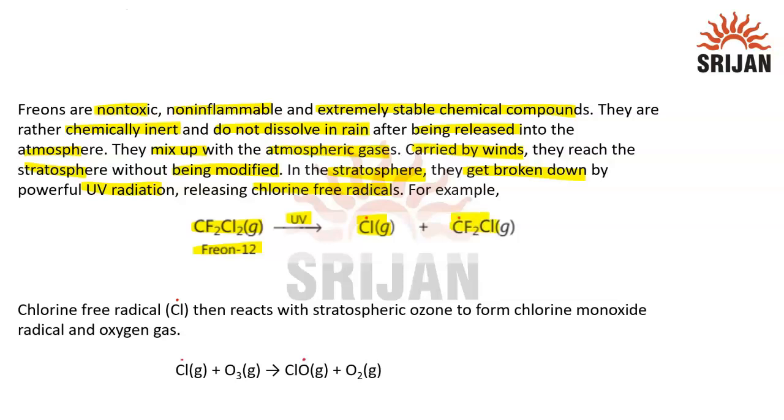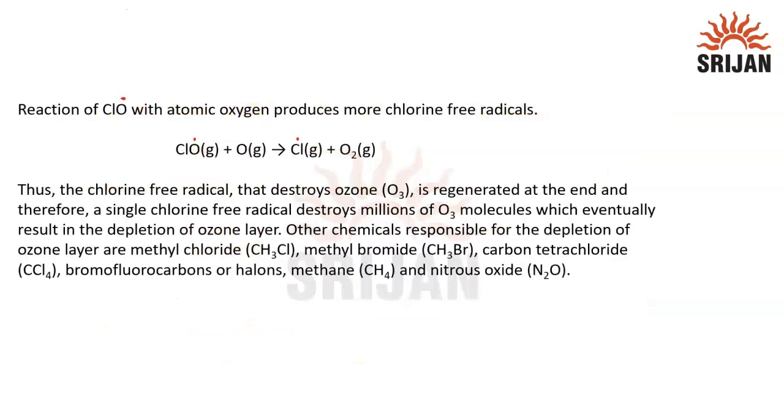This chlorine free radical then further reacts with the stratospheric ozone to form chlorine monoxide radical and oxygen gas. So here we have the reaction of chlorine radical with the ozone gas, and finally we will get chlorine monoxide radical and the oxygen gas. Then the reaction of this chlorine monoxide radical with atomic oxygen finally produces more chlorine free radicals. Here is the reaction we have. Finally we will get chlorine radical and the oxygen gas.